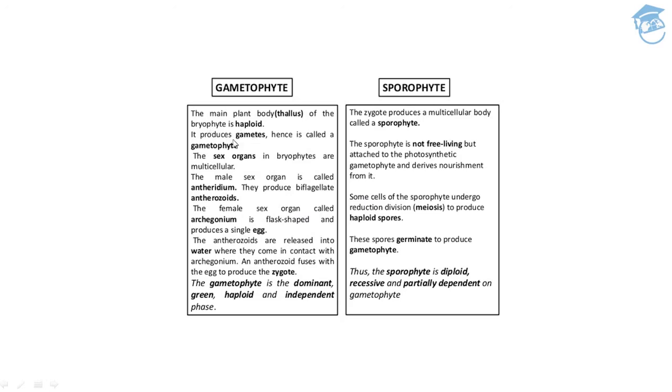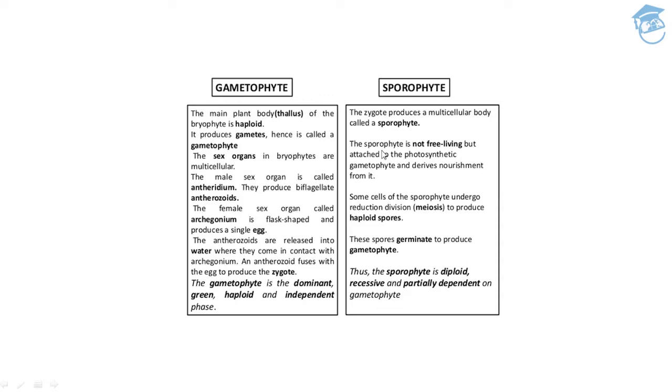Okay, it produces gametes, hence it is called gametophyte. Why is it called gametophyte? Because it produces gametes. That's the reason the main plant body, which is also called the thallus of bryophyte, is haploid in nature. On the contrary, the zygote produces a multicellular body which is called sporophyte.